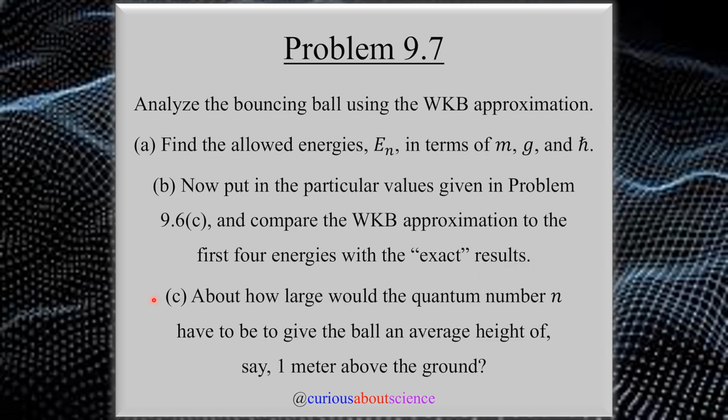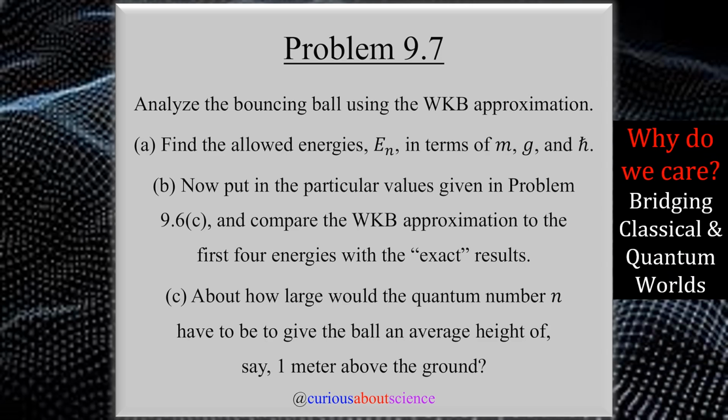In part C, about how large would the quantum number n have to be to give the ball an average height of, say, 1 meter above the ground? Now, this particular part will show you how vastly different the scales of the classical world are from the quantum world. So, why do we care?